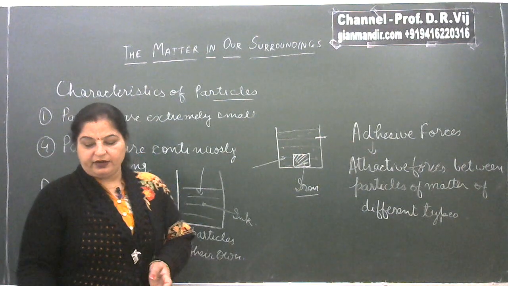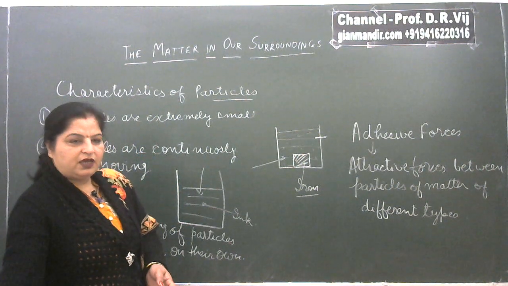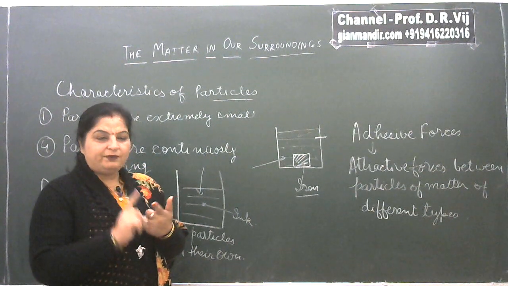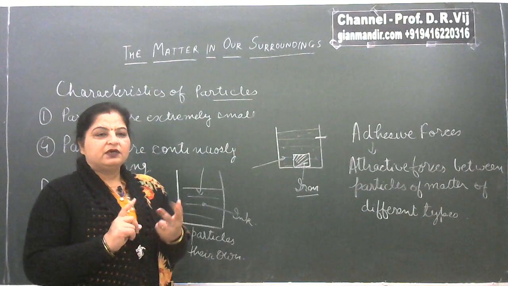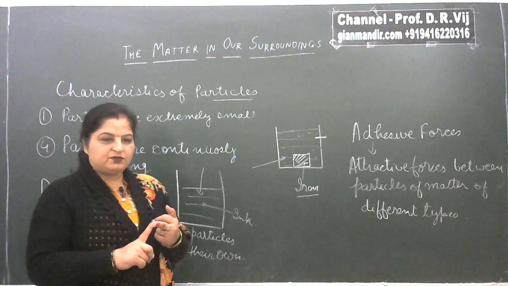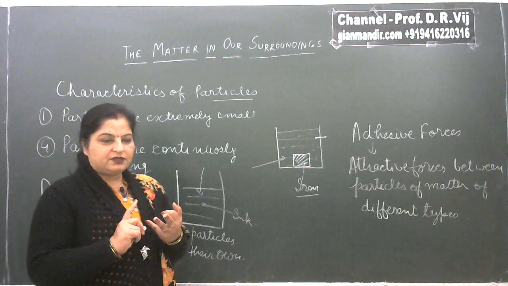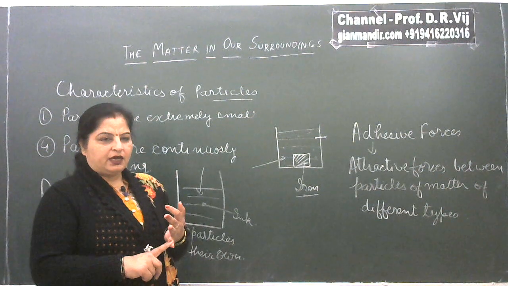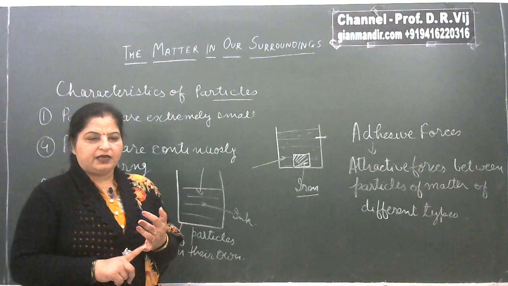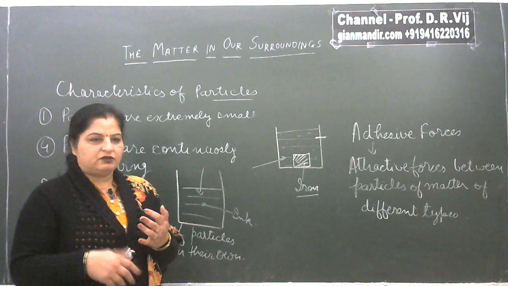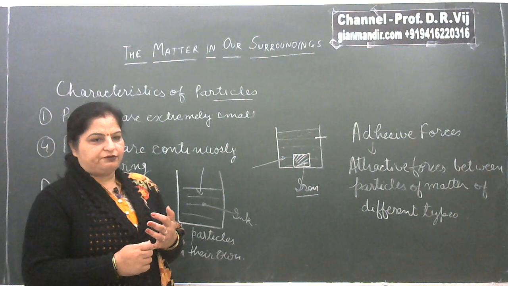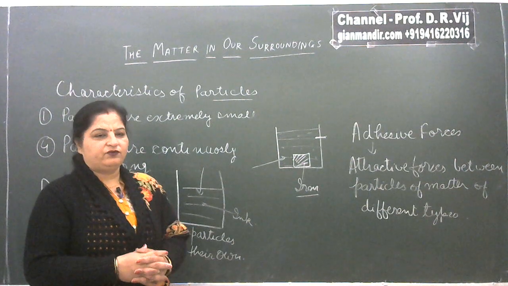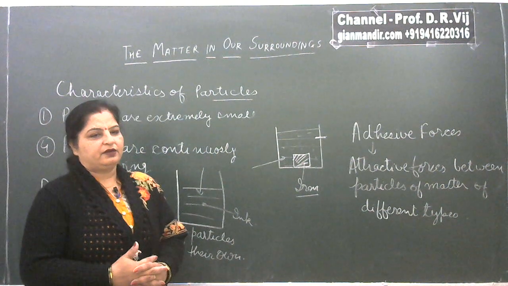So now we can summarize the whole thing that we have discussed in this lecture. First of all, matter is made up of particles. These particles are extremely small in size. They have spaces between them. They attract each other, and that force of attraction is known as interparticle force of attraction, or also known as cohesive force, right? And all these particles of matter are continuously moving from one place to another.